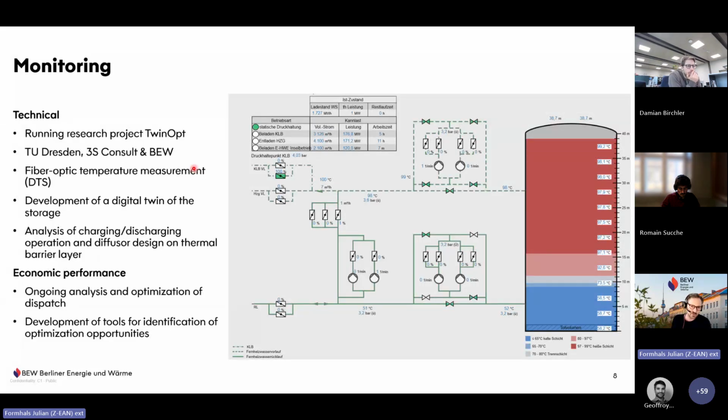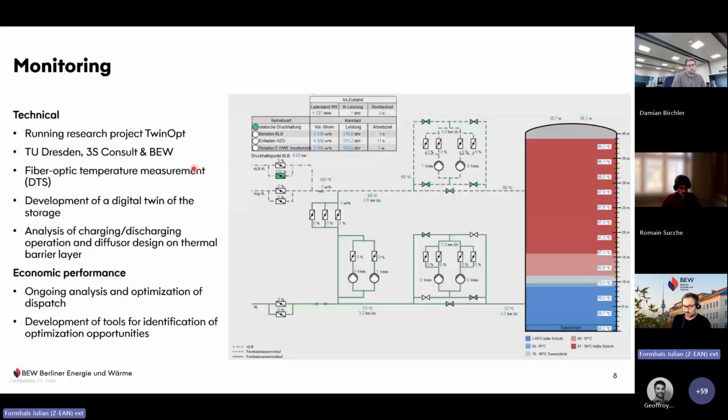And we have currently a research project which looks into this operation together with TU Dresden and a software consulting company, where the storage is equipped with fiber optic temperature measurements to have a detailed picture of the temperature in the storage, then develop a digital twin of it to do different simulation studies on how to optimize the operation, especially to keep this boundary layer in between the hot and cold part of the storage minimal, and see how the charging and discharging operation affects that.